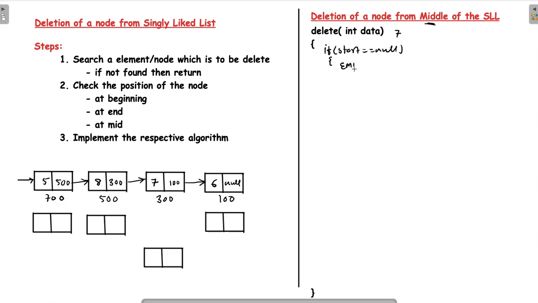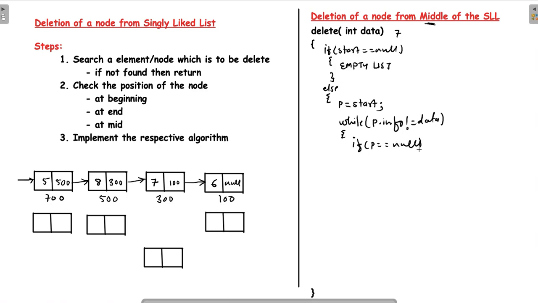So it will be an empty list. Else, if your list is not empty, then you have to search for that node. So how will you search it? P equals to start, this we have written several times. Then you will write a while loop, while p of info is not equal to your data, that is 7 for this example, and till then you will be checking whether your p is null or not, to check whether the element is found or not. When p is null, you will give the information that the element is not present in the list, and you will return.